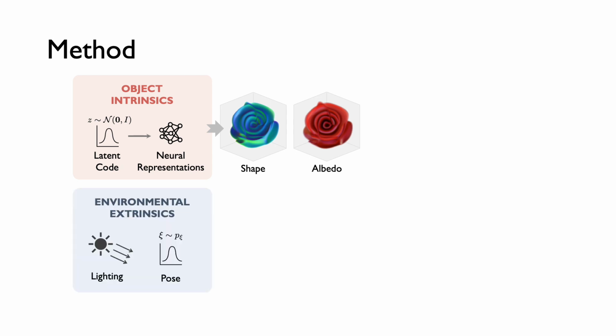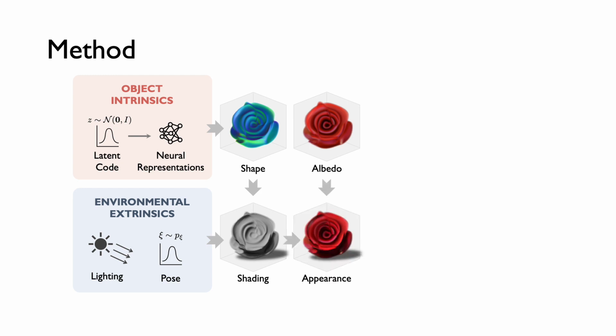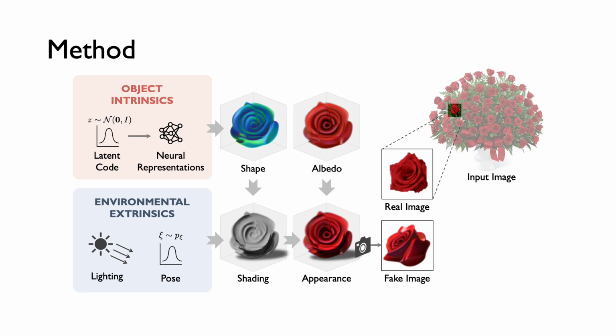Then, as part of the forward rendering procedure, we sample from the environmental extrinsics and then use a Phong shading model to obtain the shading and 3D appearance for the instance. Finally, a 2D image from an arbitrary viewpoint is rendered using volumetric rendering. These synthesized images are then used, along with the real samples from the input image, in a generative adversarial training framework.